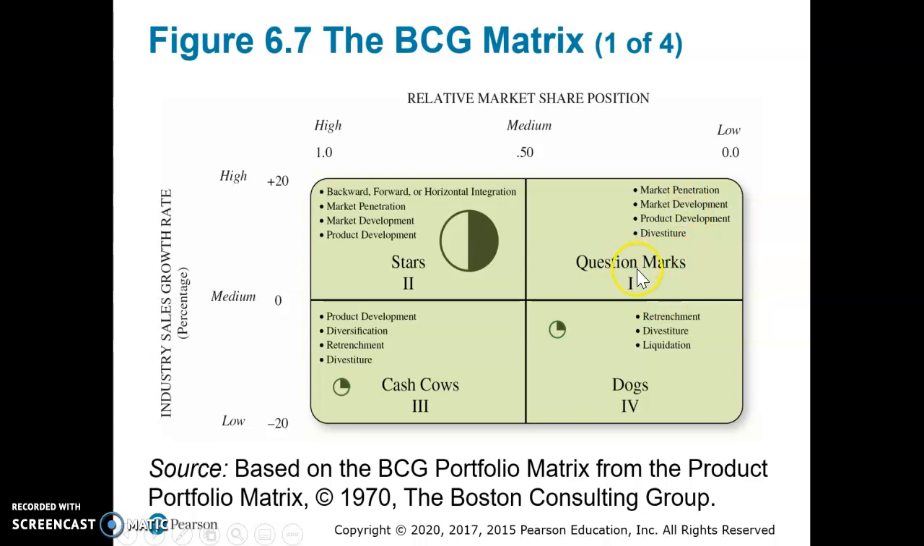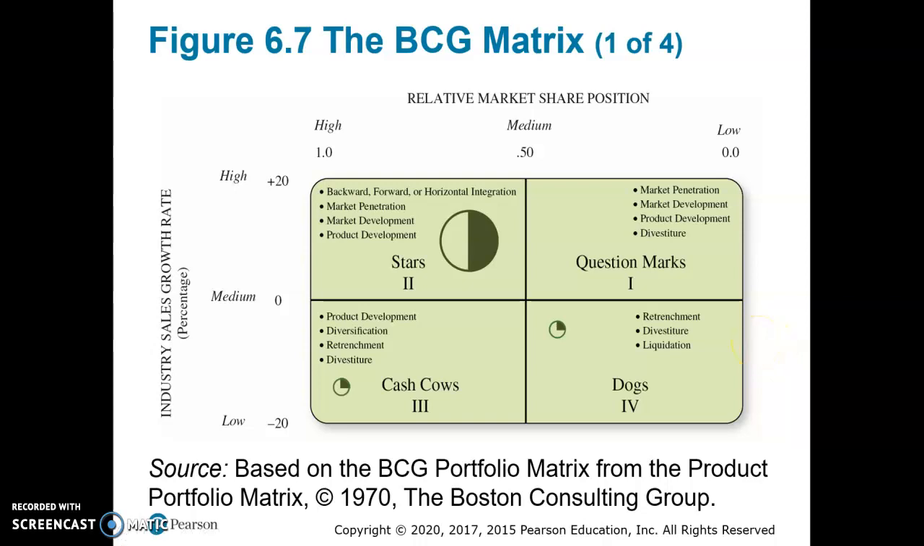What you have to decide is whether you're going to invest in them to try to turn them into a star, or if you're going to divest and just be done with it. So it's a hard decision to be in a question mark. And dogs, unfortunately, are not very good performing products or services or brands. They don't have good market share. They don't have good sales. We just need to get rid of them. So retrenchment, divestiture, or liquidation.